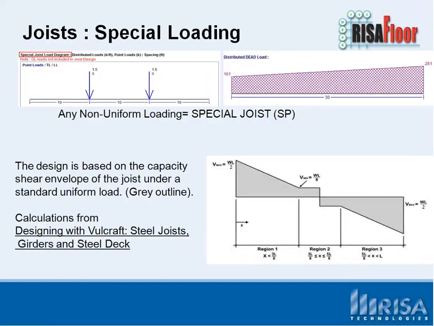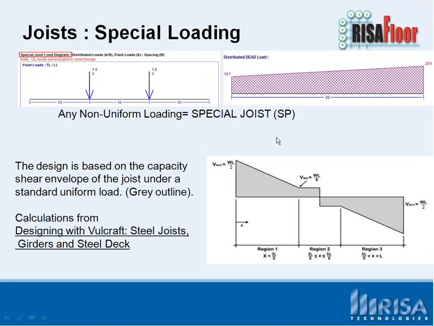Talk a little bit about special loading. So whenever you have a joist that has non-uniform loads, either point loads on the joist, or we see here on the top right we have some taper loads on that joist. This is what we call non-uniform loading. You're going to actually get a special joist call out. And that special joist is going to be a big alert to you that you do have some loading that is kind of outside the boundaries of what the SJI tables have here.